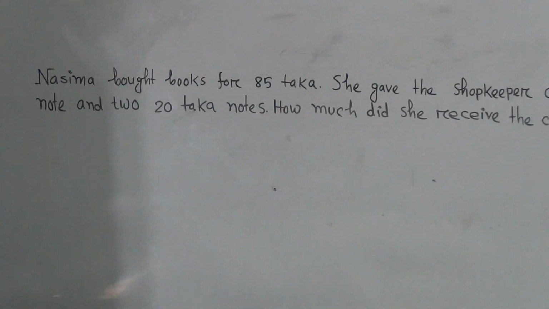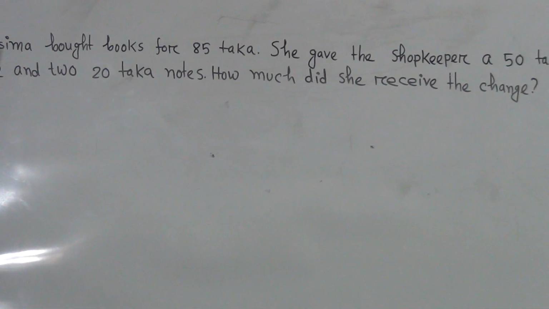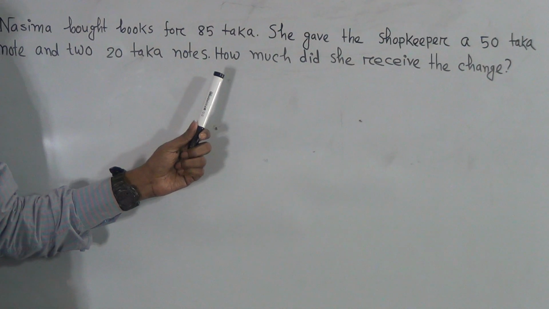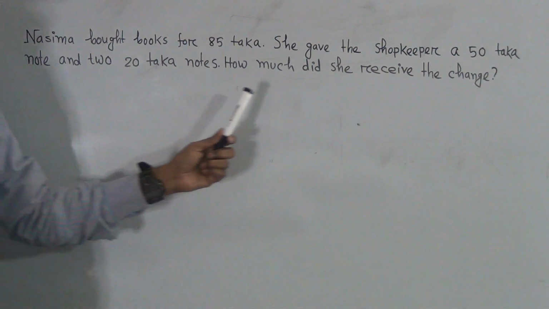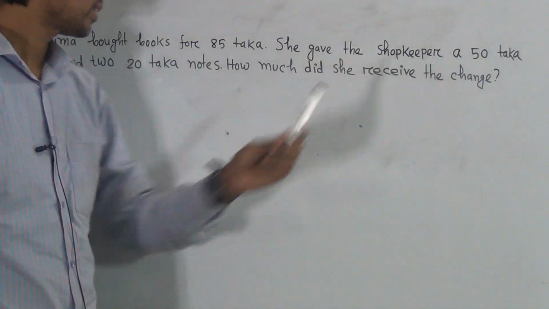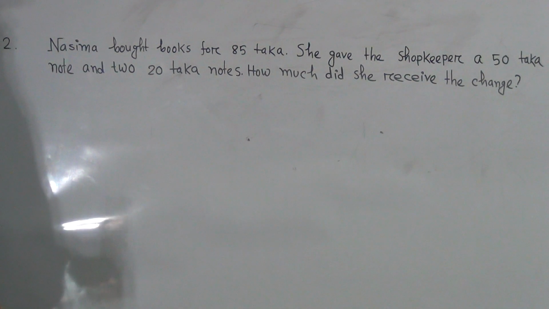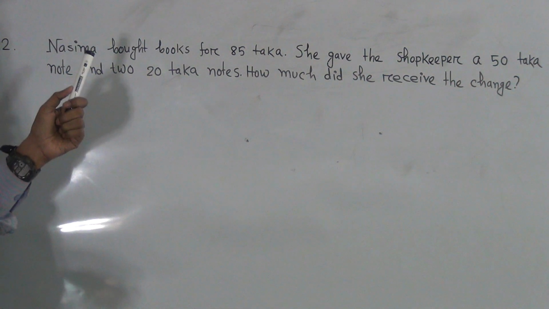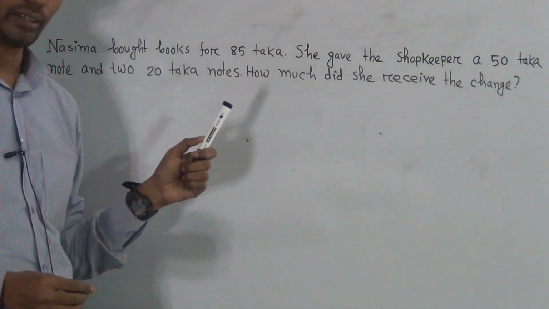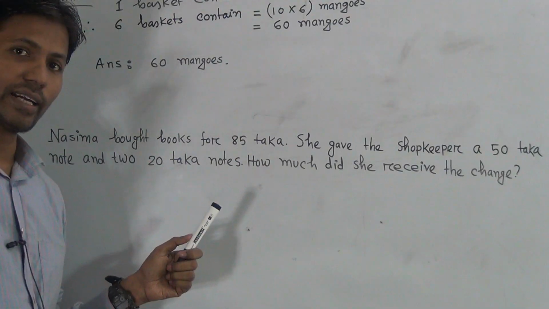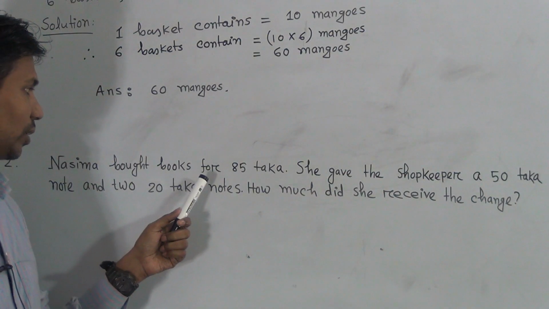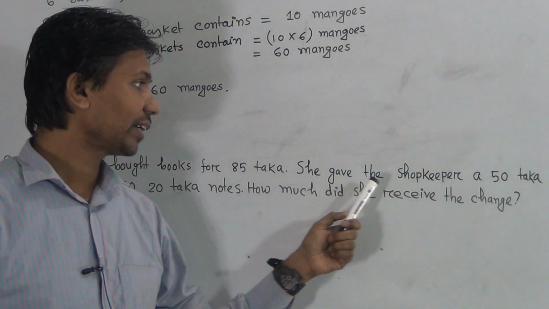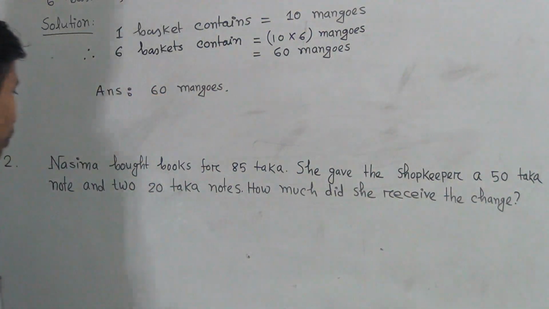Dear student, you see, Nasima bought books for 85 taka. She gave the shopkeeper a 50 taka note. What is meant by this? Suppose you are Nasima, you bought books for 85 taka. That means 80 taka plus 5 taka. This is called 85 taka.